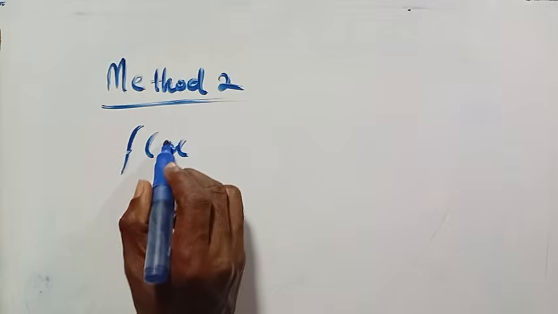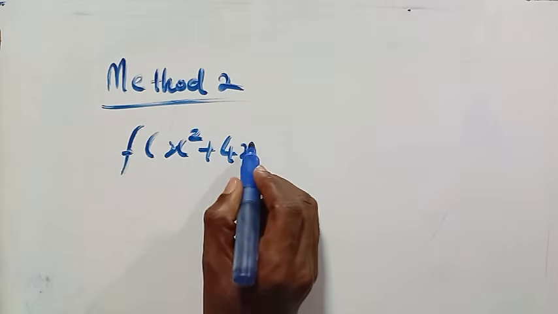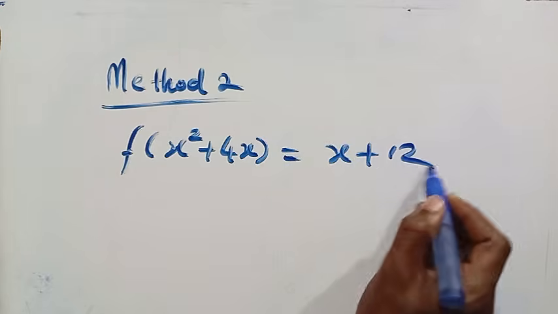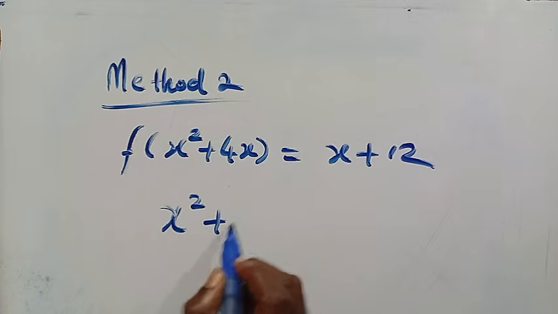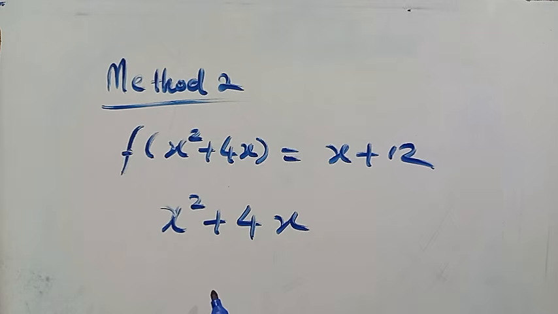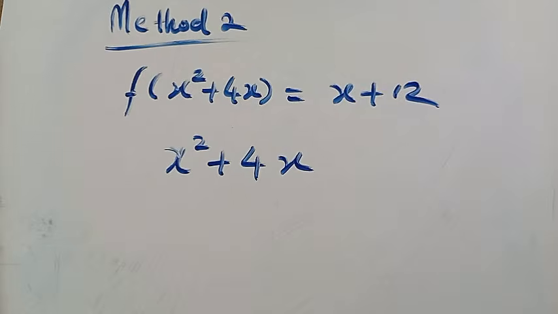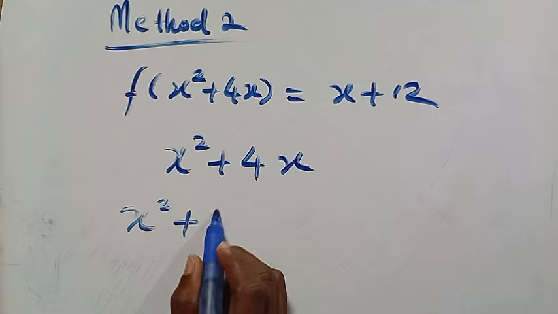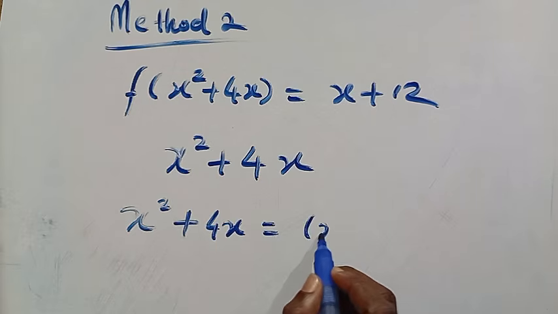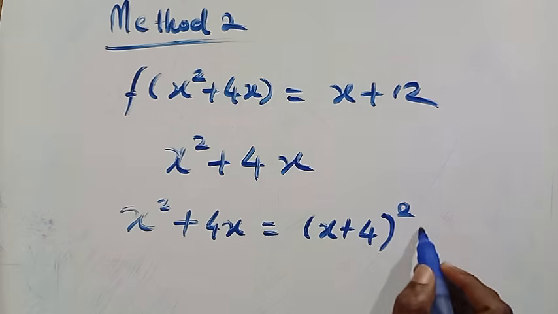Alright, let's apply the second method and see which of these methods is very easy to apply, though they are connected. So what we are given is f of x squared plus 4x equals x plus 12. Note that if you observe something here, from x squared plus 4x, we can express this by completing the square. We have x squared plus 4x is the same thing as x plus 2 all squared.